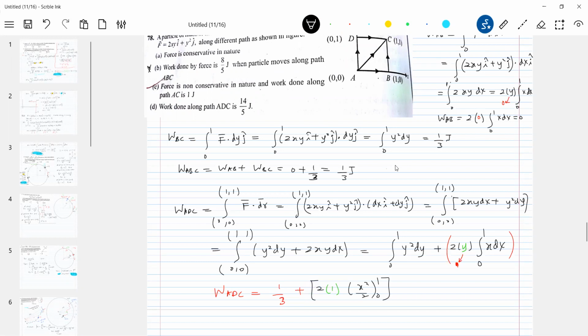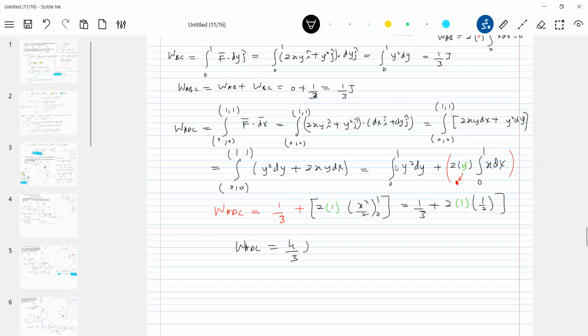See this, so this will be 1 by 3 plus 2, in the bracket. If you understand one problem, I think you can manage. Nothing big is there. Only one problem you have to understand. x square by 2 gives 1 by 2 only. Check now how much work is done along the path ADC. This will be 4 by 3 joule, no? Yes, sir. So what was the question given? 14 by 5. So it is 4 by 3 in fact.